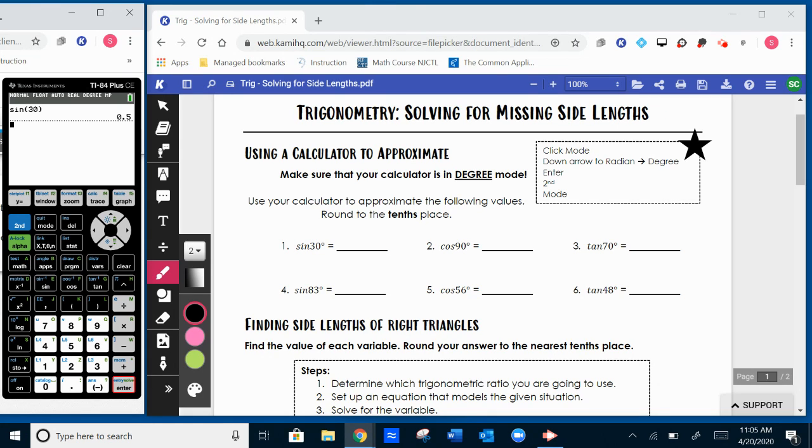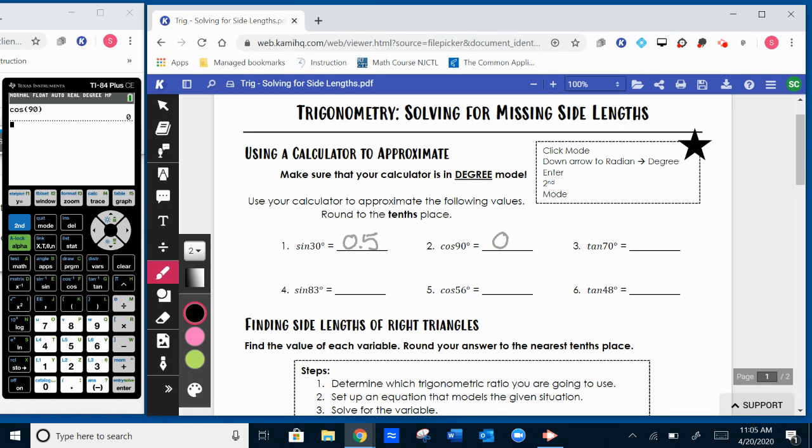So we're just going to round all 6 of these problems to the tenths place just to get used to using the calculator. So for that we get 0.5. So that's 5/10. Then for the next one, if we look at the cosine of 90 degrees, I'm going to just type cos 90, close parenthesis, enter, and I get 0.